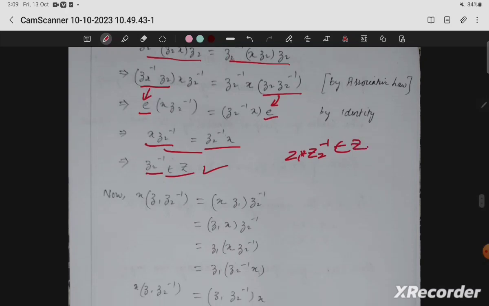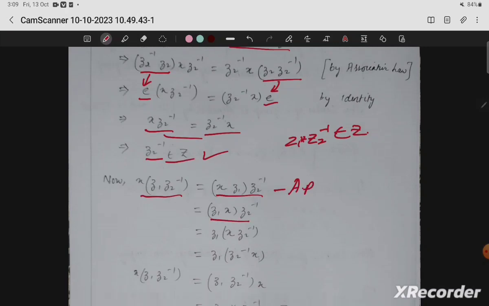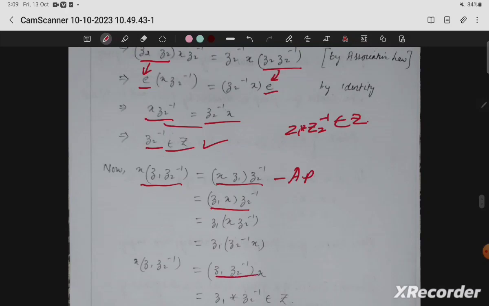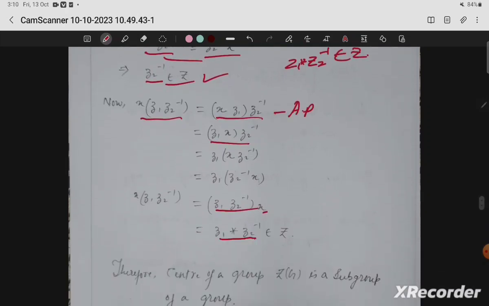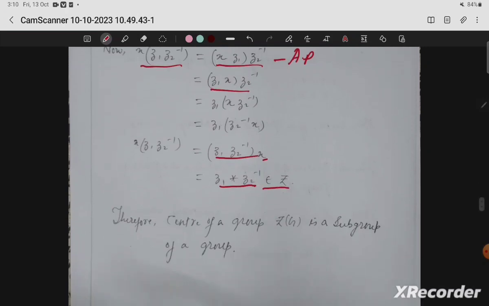So we will take x z1 z2 inverse. We can further write this by using the associative property. By rearranging, we will get z1 z2 inverse x. So we see that z1 operation with z2 inverse belongs to the center. So we can say, therefore, the center of a group is a subgroup.